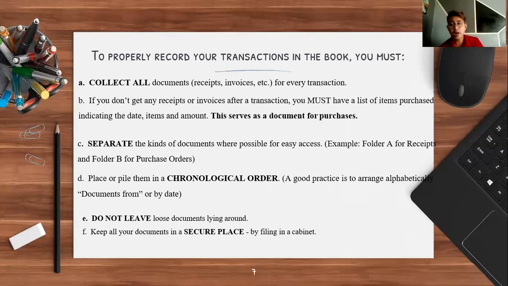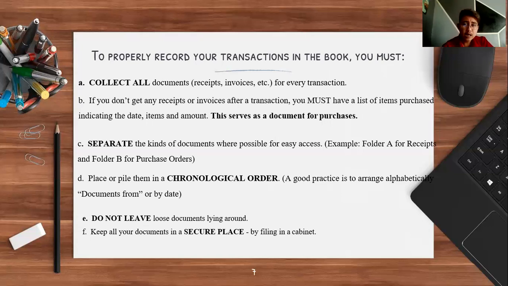So kapag wala po kayo nakuha na receipts or invoice for every transaction, you must do a list for the items that you purchase. So kasama na po doon yung date, yung items, and yung amount ng produkto or serbisyo. Okay, so it will serve as a document for your purchase. Then you can record it to your balance sheet or to your journal or ledger. Next is separate. So separate the kinds of documents where possible for easy access. For example, folder A for receipts and folder B for the purchase orders. So dapat hindi tayo masyadong malito. Okay?